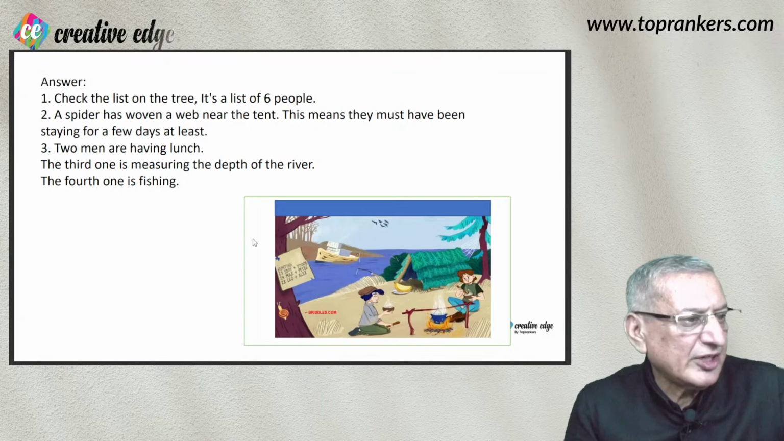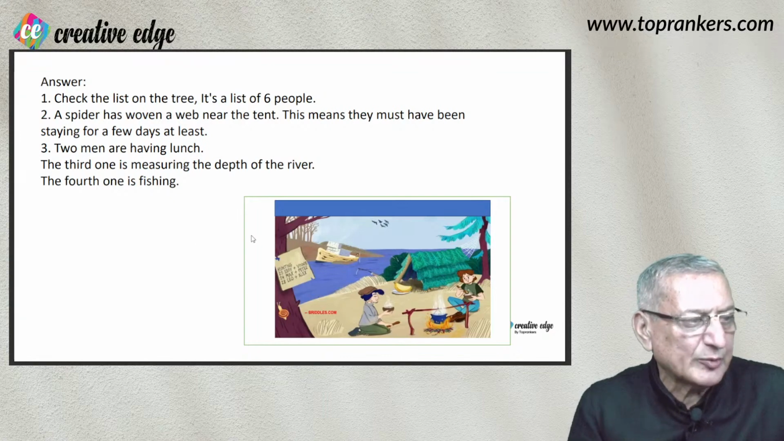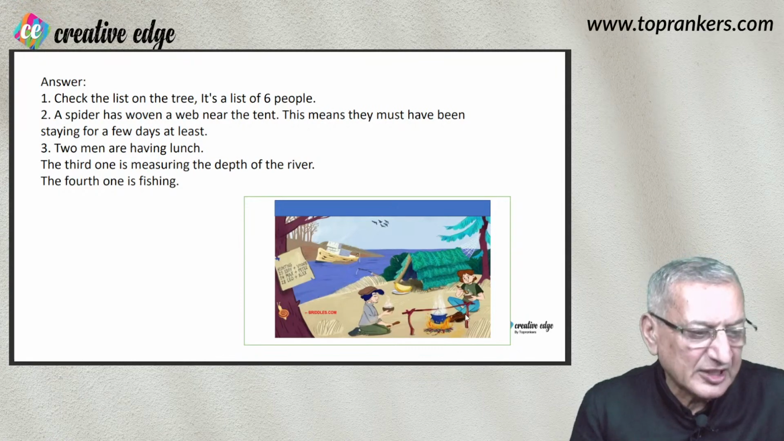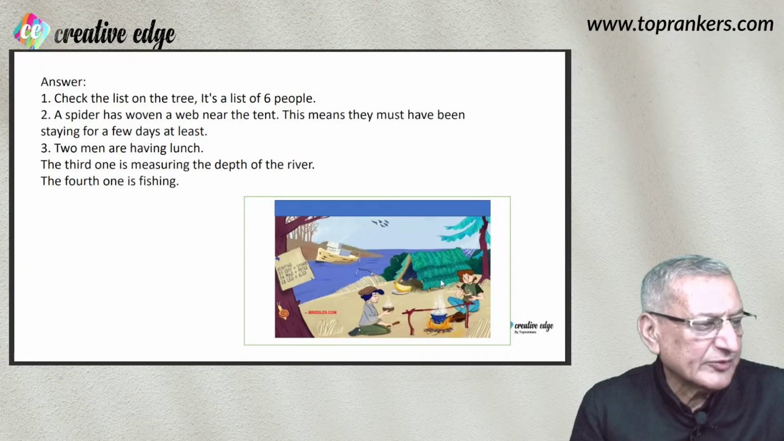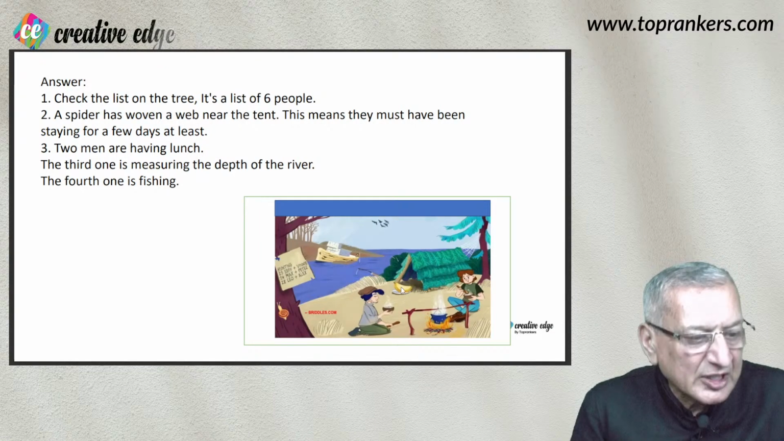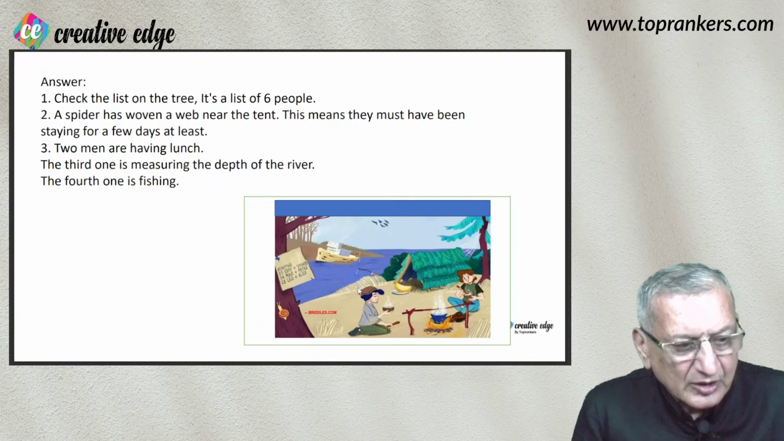Check the list on the tree. It is a list of 6 people. A spider has woven a web near the tent. This means they must have been staying for a few days at least here. Then 2 men are having lunch. The third one is measuring the depth of the river. The fourth one is fishing. You could see that fishing rod here.